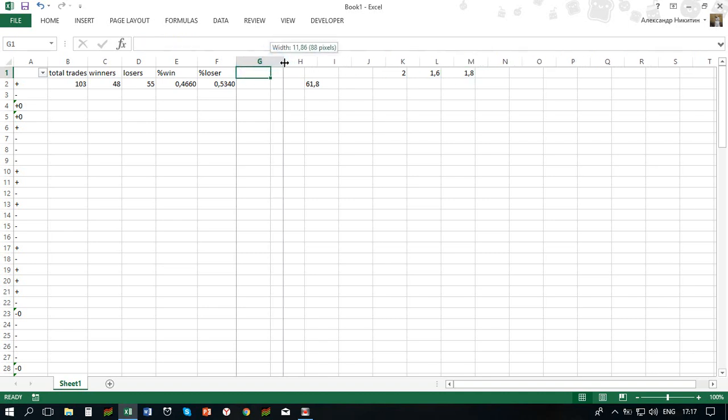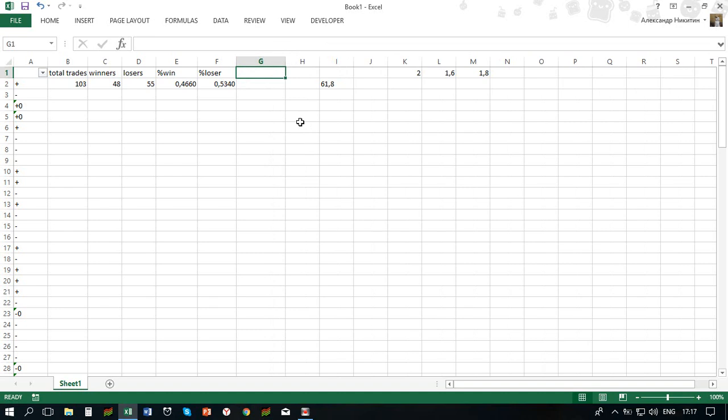Let's calculate the expectancy. What I am to expect placing every trade. And the expectancy is calculated this way. It equals the percent of win multiplied by average winner, minus percent of loss multiplied by average loss. What is our average loss? It is 1. Average winner is 1.8 and the loss is 1. You see that? So this is the expectancy.